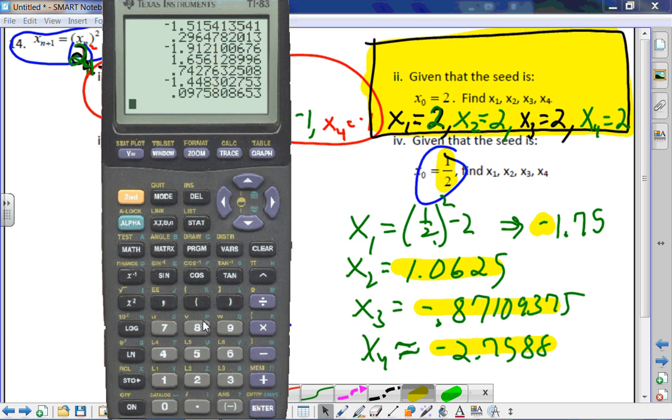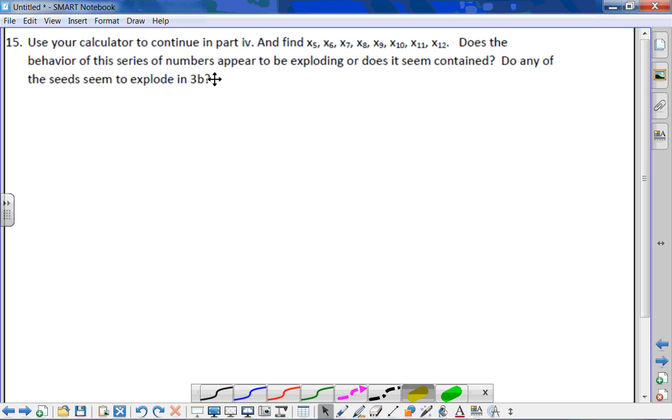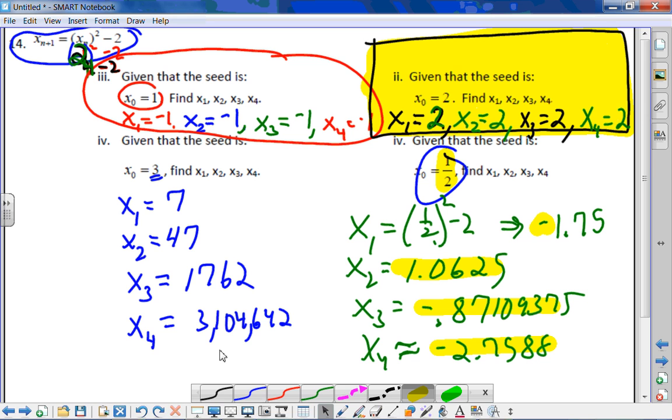And I'm up to about iteration number 40 or 50. And it seems pretty random. The behavior of these iterations seems pretty erratic, bouncing around from negatives to positives, but always staying within 2 units of 0. So I think that takes us to the end of number 15. The seed that definitely exploded was a seed of 3. None of the others exploded though.